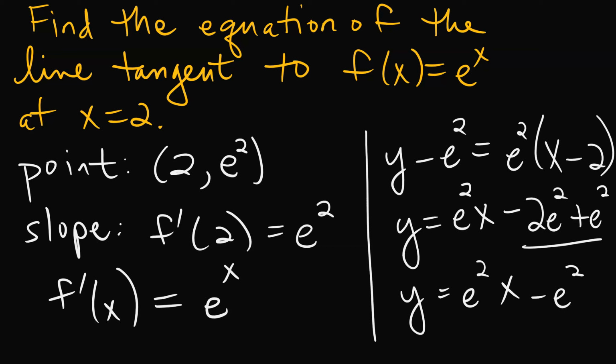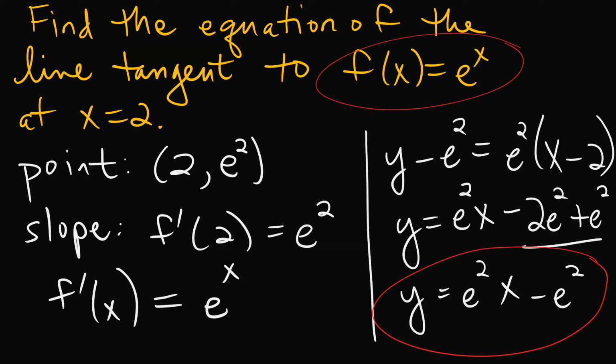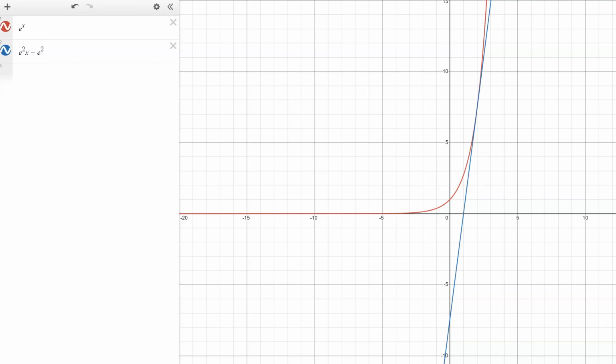And let's just quickly graph both the function and the tangent line on Desmos to make sure that this is a reasonable answer. Okay, so here's the graph of both our function e to the x in red and the tangent line e squared x minus e squared in blue.